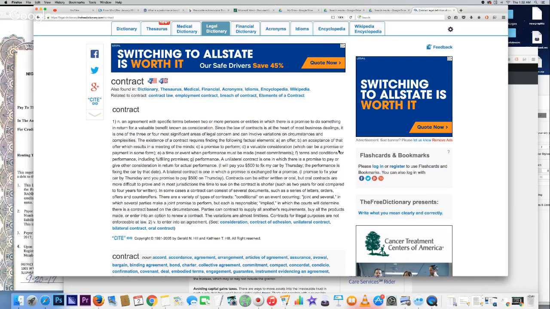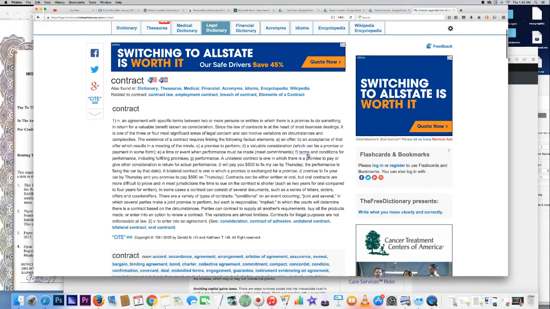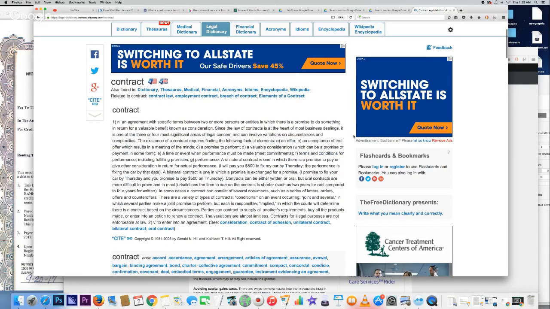Payment form, which can be a promise or payment in some form, a time or event when performance must be made, meet commitments, terms and conditions for performance, including fulfilling promises. I will pay you $500 to fix my car by Thursday. The performance is fixing the car by that date. A bilateral contract is one in which a promise is exchanged. I promise to fix your car by Thursday, and you promise to pay me $500 on Thursday.